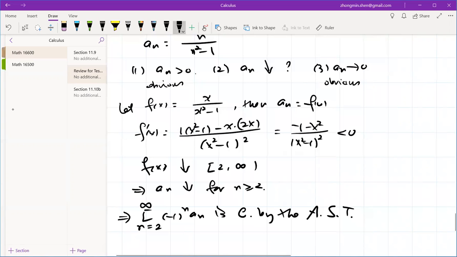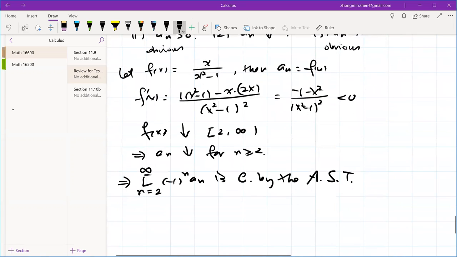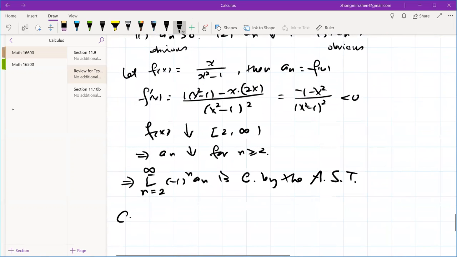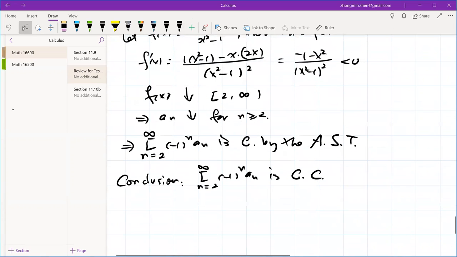All right. Final conclusion: this series is conditionally convergent. By definition, what is conditionally convergent? It is not absolutely convergent, but it is convergent.